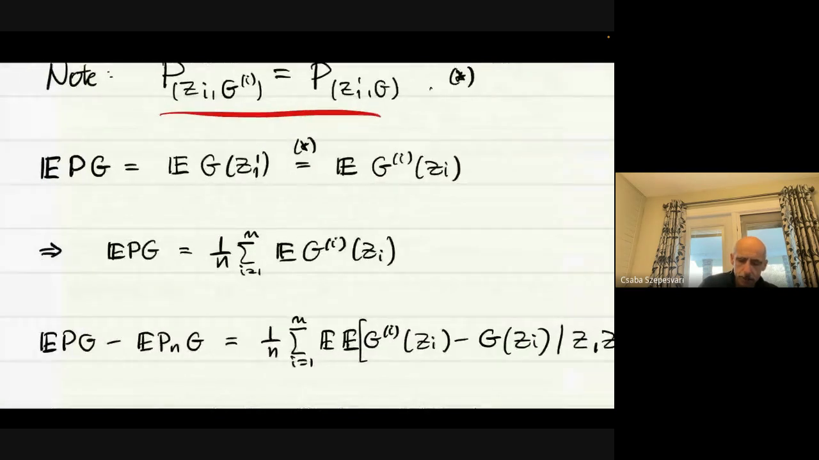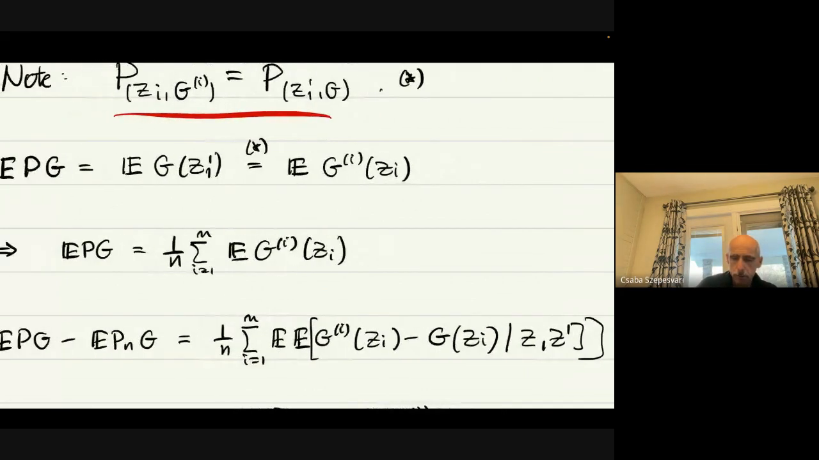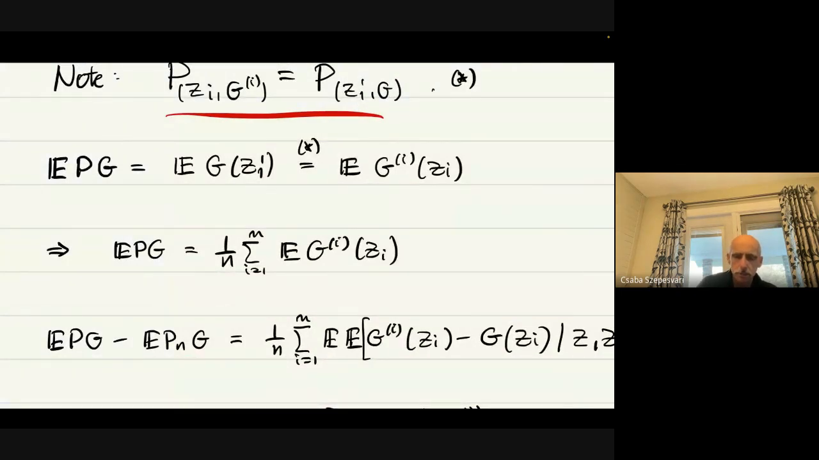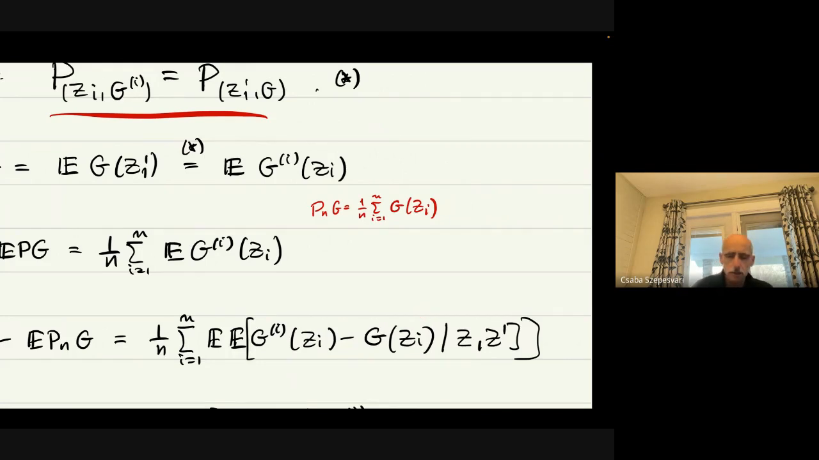And so now we can write the difference between the expected loss and the expected empirical loss. The expected loss can be written this way, so that's here. And the expected empirical loss, what was that? That's not here, but P_n G is just, you have the G's and you plug in the Z_i's. So it's just the average of the losses at the sample. And that gives you this second term here. And then you can use the tower rule and take the conditional expectation of this difference inside given Z and Z prime. That just integrates over the randomness of the algorithm.